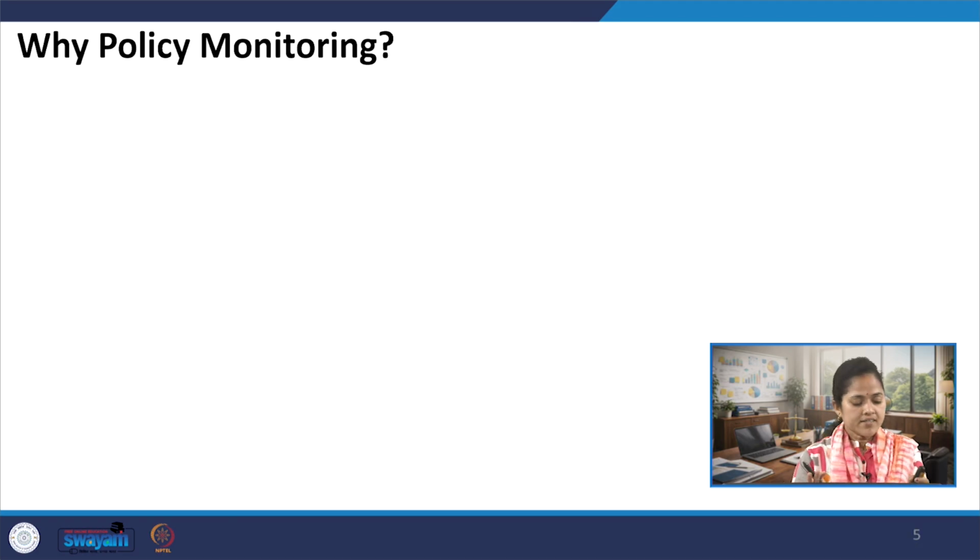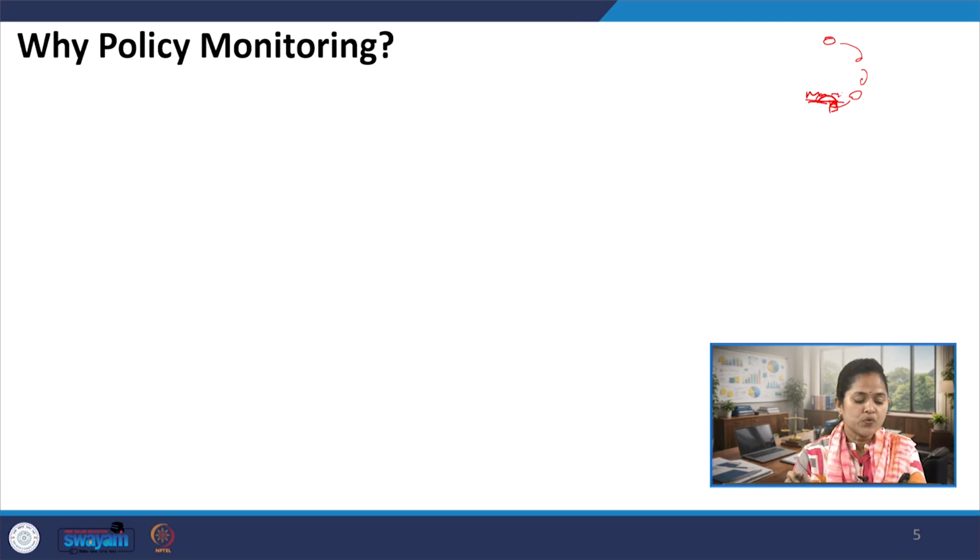Okay. So given this understanding, you can see that policy monitoring is very important in the policy process. If you just recall the policy making process, we start from identification of the problem, then agenda setting, then policy formulation, policy legitimation, policy implementation. So after the implementation, or in fact during the implementation, the monitoring activities are undertaken.